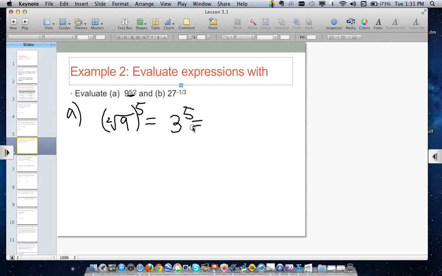So continue to solve this out. You can use your calculator, or you can do it by hand. So 3 times 3 times 3 times 3 times 3, which equals 243.